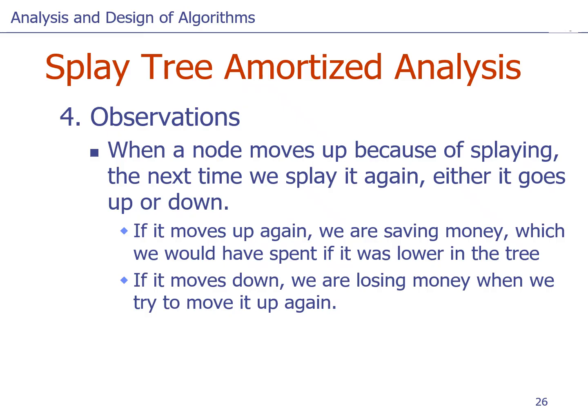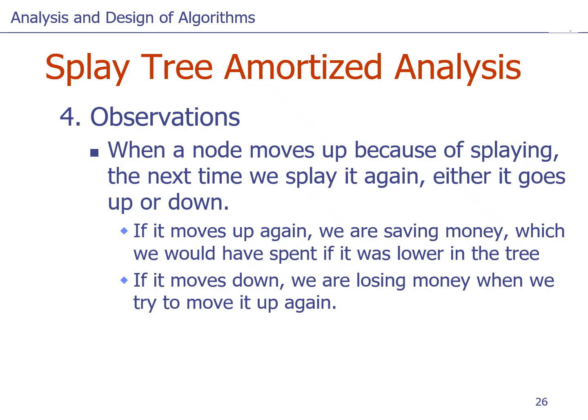Now, if I splay 5 first, I will take it from wherever it is to the root. The next time, say I will splay 10. Now, when I splay 10, for sure 5 will go down at least one level because 10 will come in its place and become the root. Now, what that means is every time I move a node up, I am saving moving it up later on.